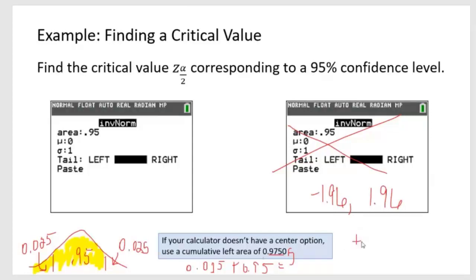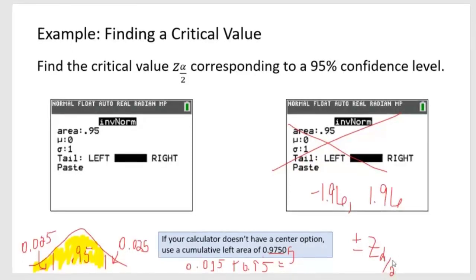So you're always going to have plus or minus your z sub alpha over 2. And if you're online and it asks you for alpha over 2, it only wants the positive one. We know the negative one is involved as a critical value. But see how this says find the critical value, z sub alpha over 2? It is 1.96. And that would be the answer. The other one is the negative z sub alpha over 2. If they don't put that negative in front, they're wanting the positive one.